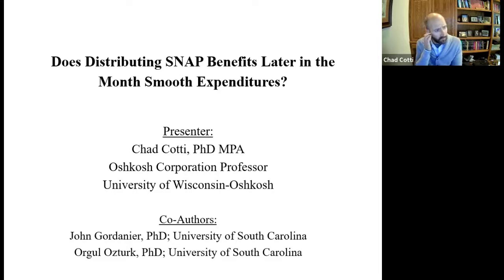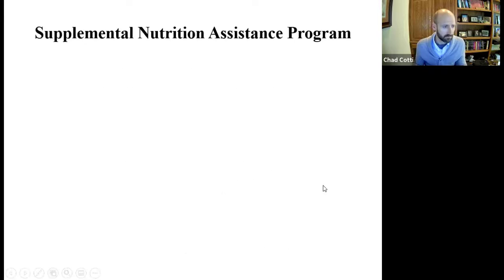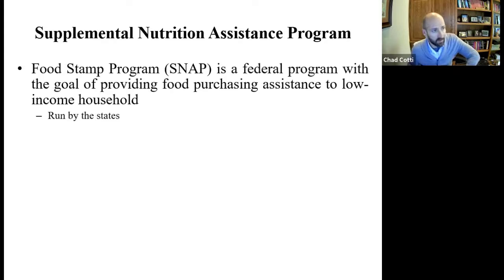All right, so as you can tell from the title, we're going to be looking at SNAP, or Supplemental Nutrition Assistance Program, benefit timing. Just as a quick background to make sure everybody's on the same page: the Supplemental Nutrition Assistance Program, better known as the food stamp program, is a federal program which I think everybody is aware has a goal of providing food purchasing assistance to low-income households. It's federally funded, but it's run by the states.